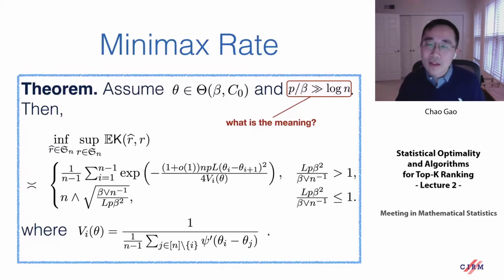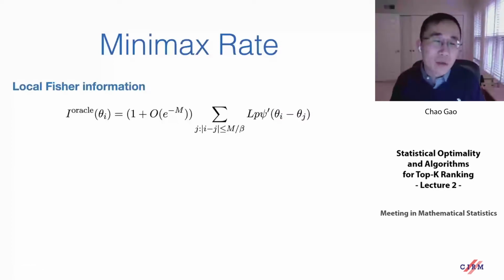And in the end, we are trying to understand the meaning of this assumption, P over beta greater than log n. Let me remind you that the corresponding assumption for the Gaussian model is NP greater than log n, just to make sure that the entire graph is connected, right? So this assumption is basically replacing the n in the Gaussian condition by 1 over beta. If you replace n by 1 over beta, NP becomes P over beta, so you get this assumption. By the correspondence between 1 over beta and n, which both have the meaning of effective sample size, this assumption looks natural. But the exact meaning of this assumption can again be seen from the Fisher information approximation formula.